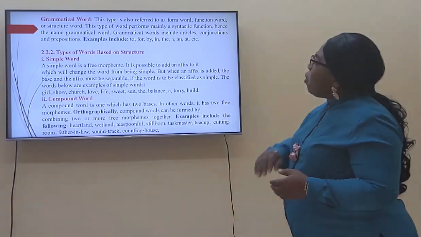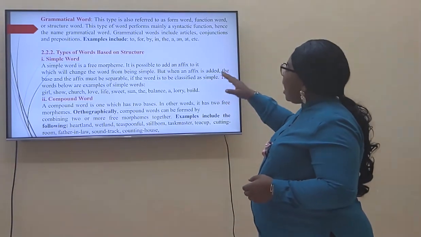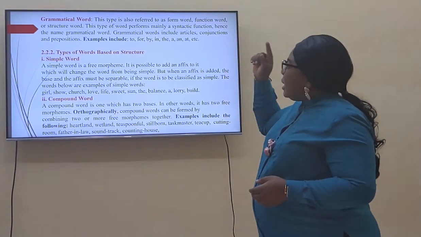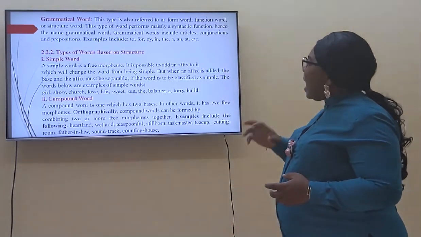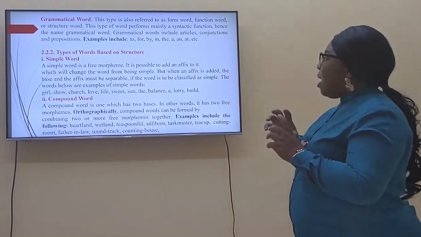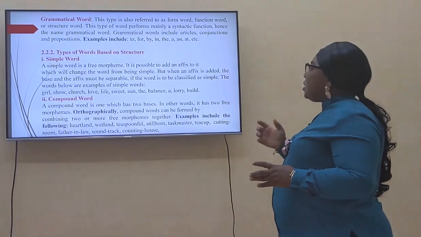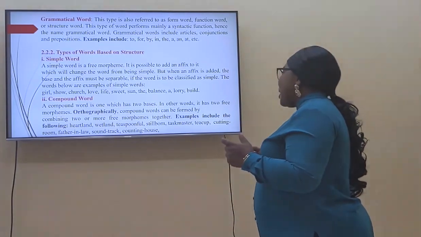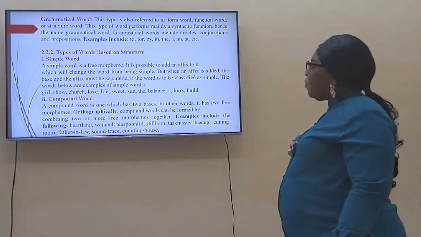We have the grammatical word. This type is also referred to as form word, function word, or structure word. This type of word performs mainly a syntactic function, okay? Hence the name grammatical. Some examples include to, for, by, in, the, a, at, and the rest of them.